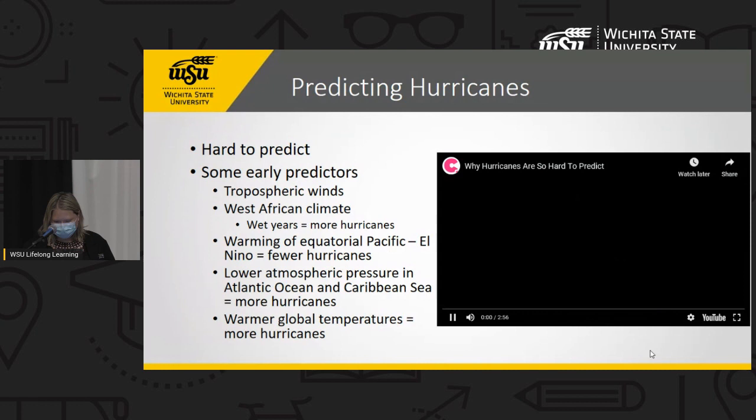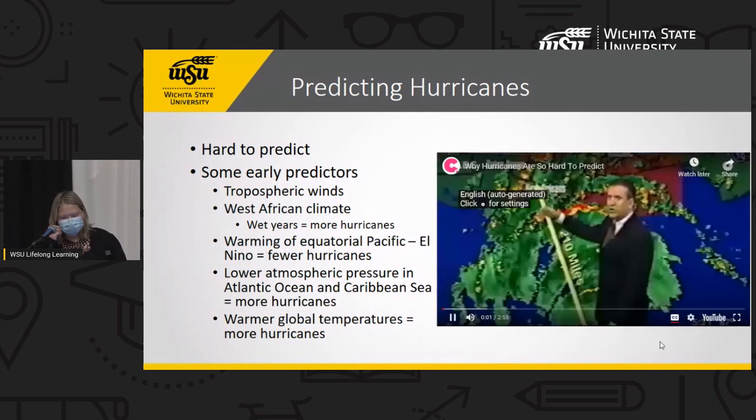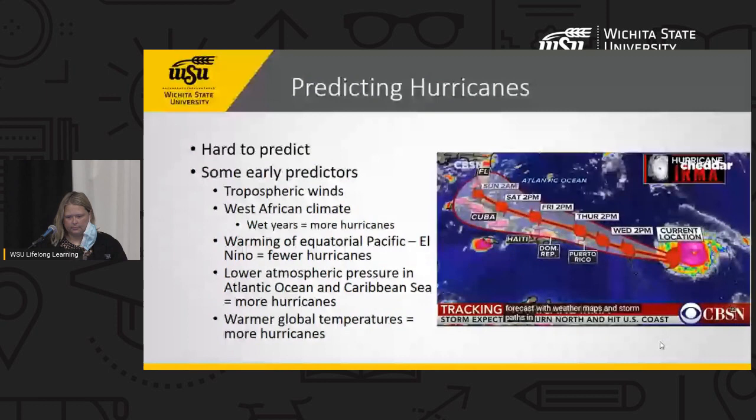You've seen it on the news. Hurricane forecasts with weather maps and storm paths in alarming red. But most of the time, they're not exactly accurate. Here's why.